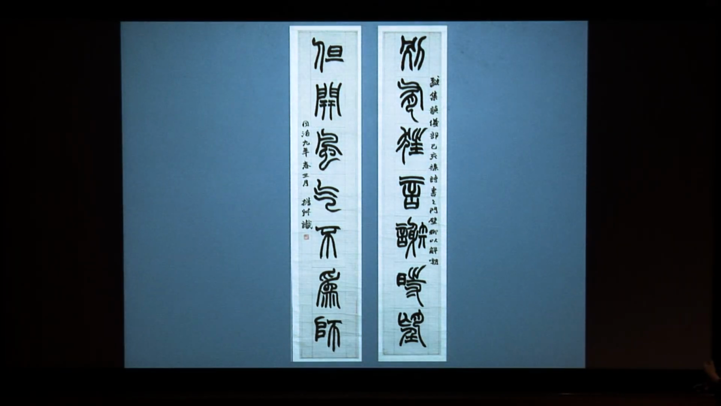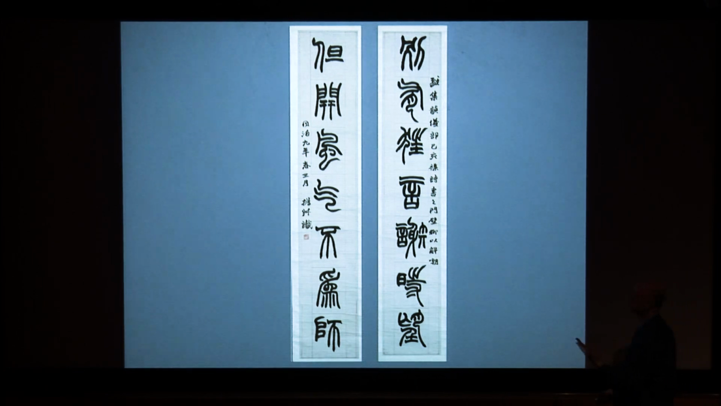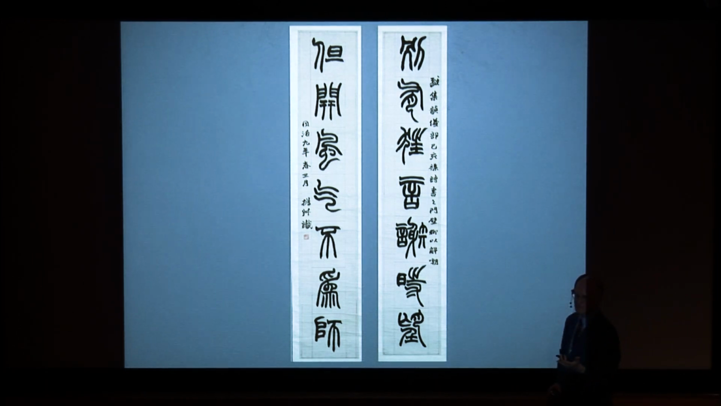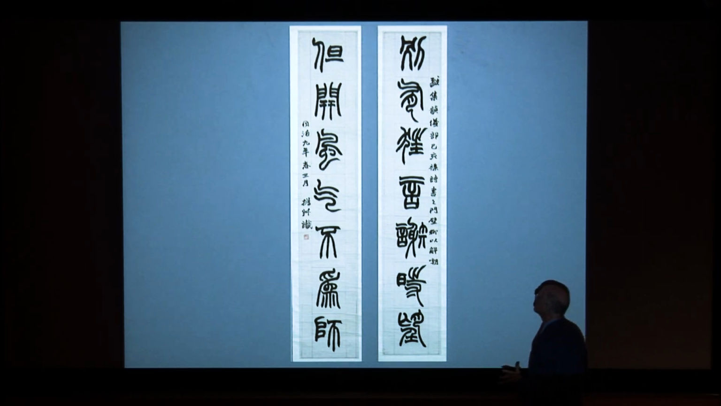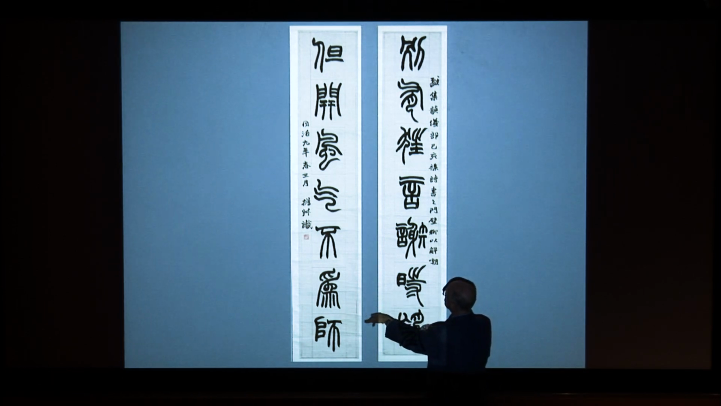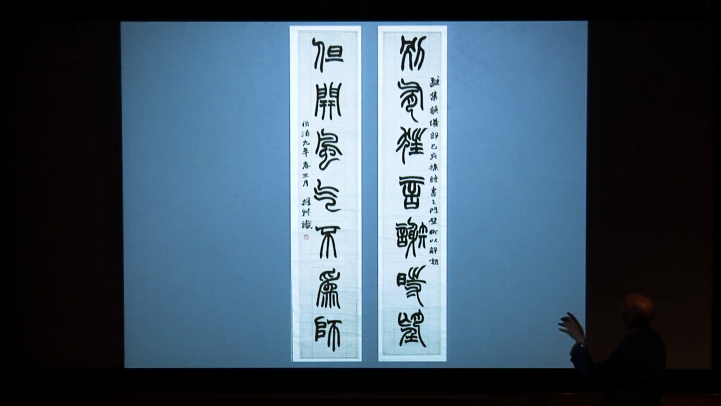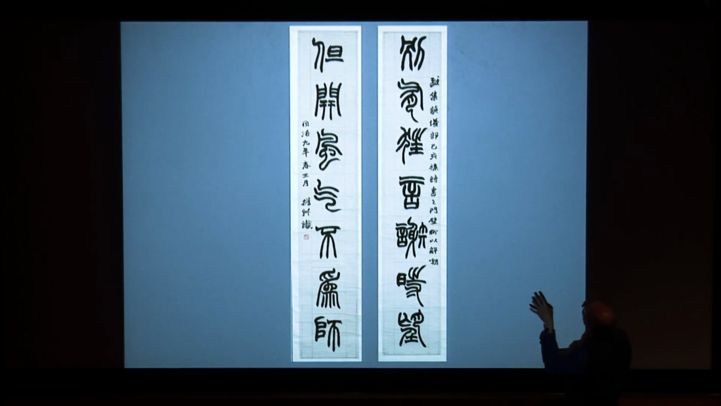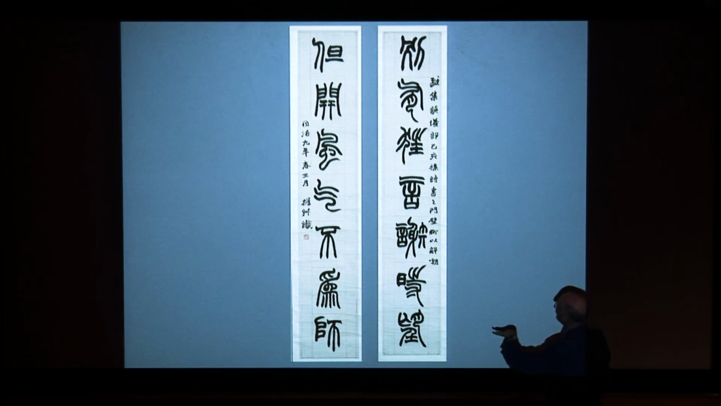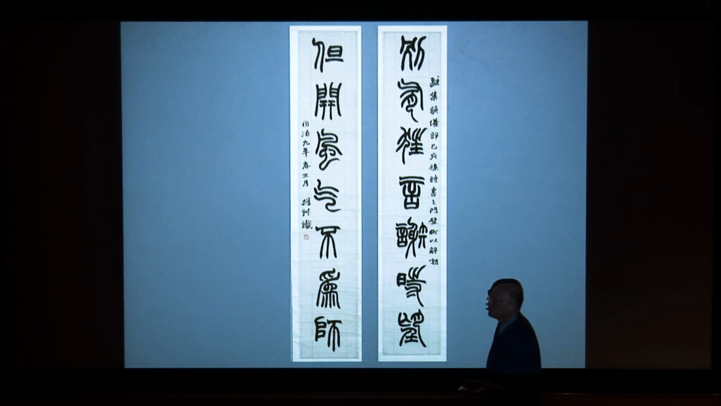Seal script is the earliest form of writing that you'll see in the show. All of these script types were developed a long, long time ago, but they never completely go out of style. This is a duilian, a pair of scrolls that would be hung together. They're from the 18th century, written, or is this 19th? It's early 19th. It is a couplet, two lines, and he chose to write it in this old-fashioned script type.